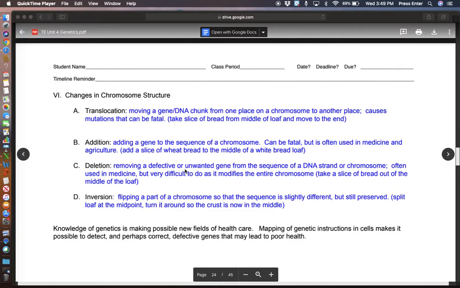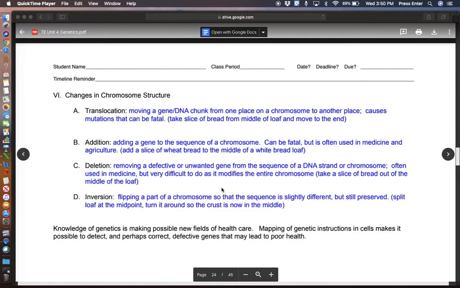Deletion is removing a defective or unwanted gene. This one is going to really take off in medicine. The possibility is there if a gene or a feature is present in a person that we could essentially hit them with what's been termed a gene gun and knock that bad DNA out.